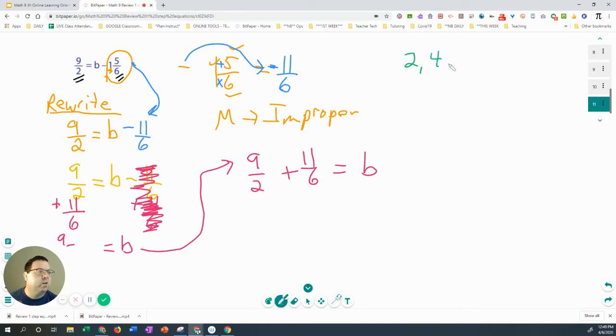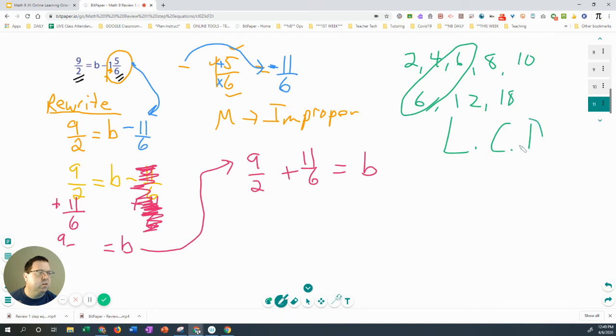2, 4, 6, 8, 10. And if we count by 6s, 6, 12. Well, I don't really need to go any further. Obviously, the lowest common denominator is 6, which means I don't have to do anything to this. Like right here, I'm good.